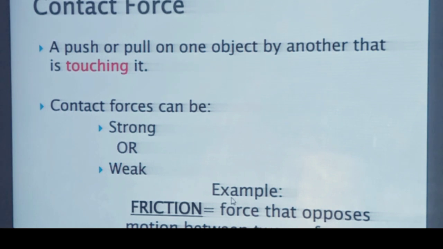Another example of contact forces is friction. If you slide a body on the surface of another body, an opposing force is set up that resists the motion of the body. This force of friction always acts in the opposite direction of the motion of the body, and it depends on two factors. Number one, the weight of the sliding body, and secondly, the nature of the two surfaces in contact.